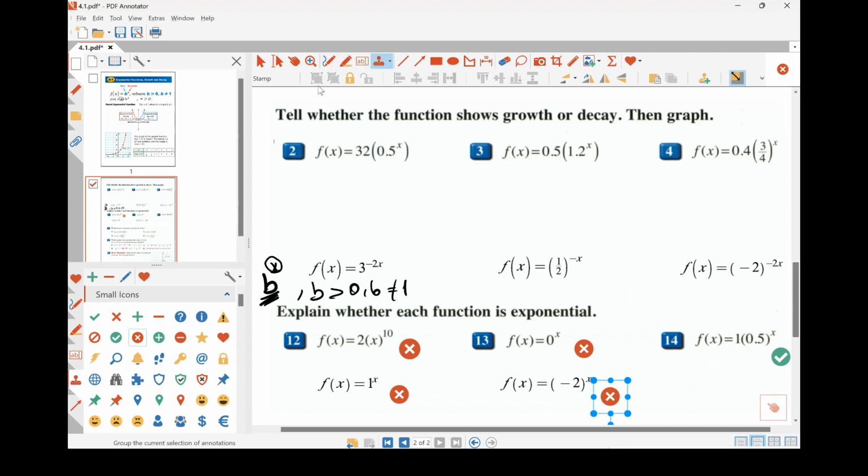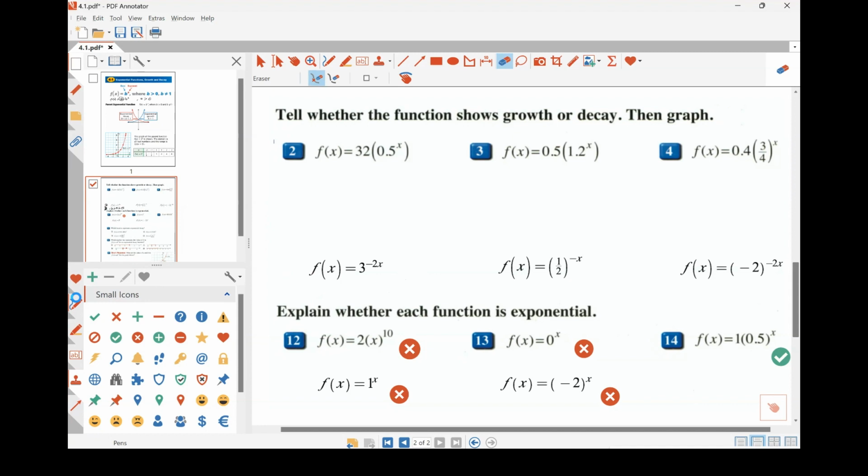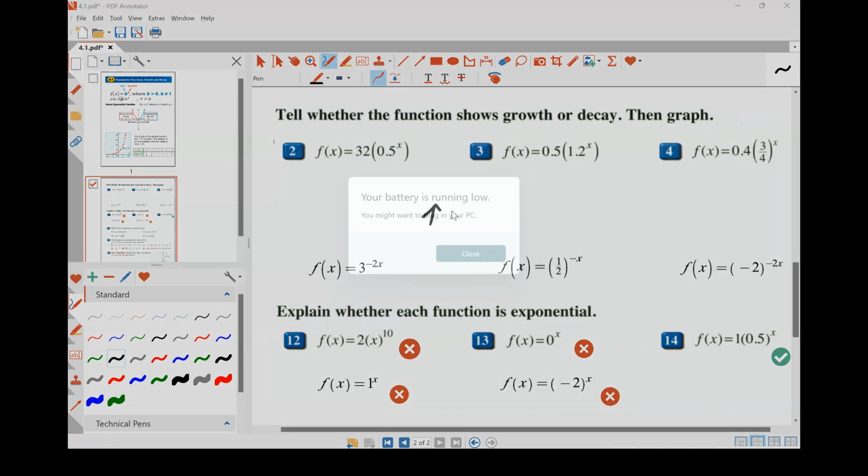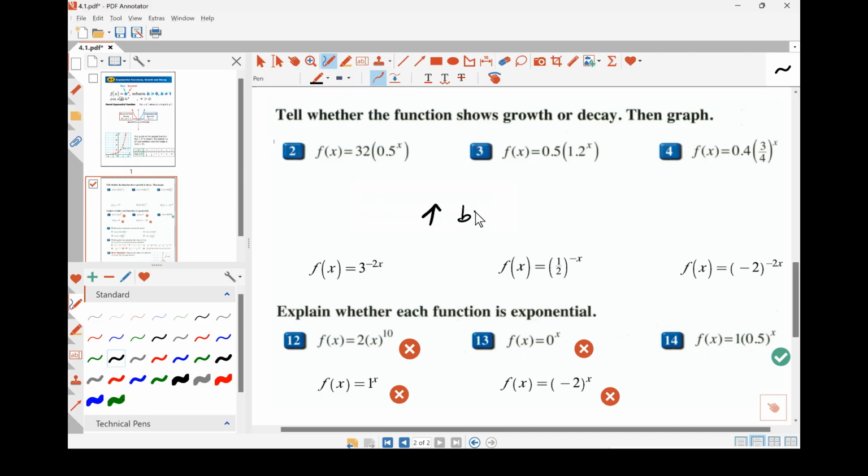This was the first part. The second part, we will tell whether each function is exponential growth or decay. Remember, we have an exponential growth function when our base is bigger than 1. We have an exponential decay function when base is between 0 and 1. So let's check each question one by one. The first one, 0.5 is a base, which is a number between 0 and 1. So we have an exponential decay function.